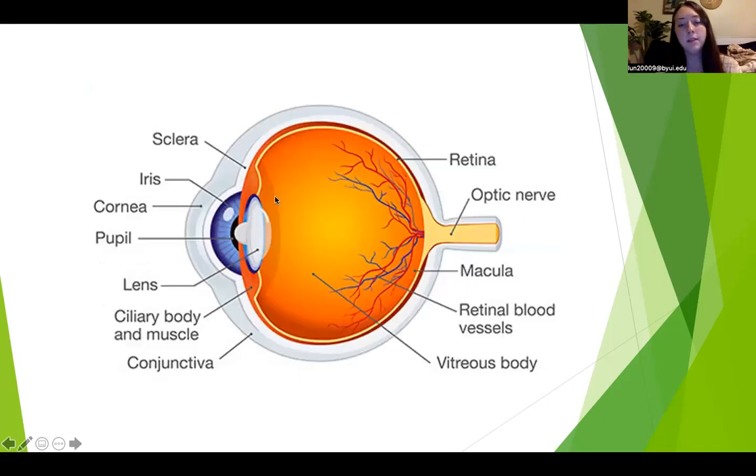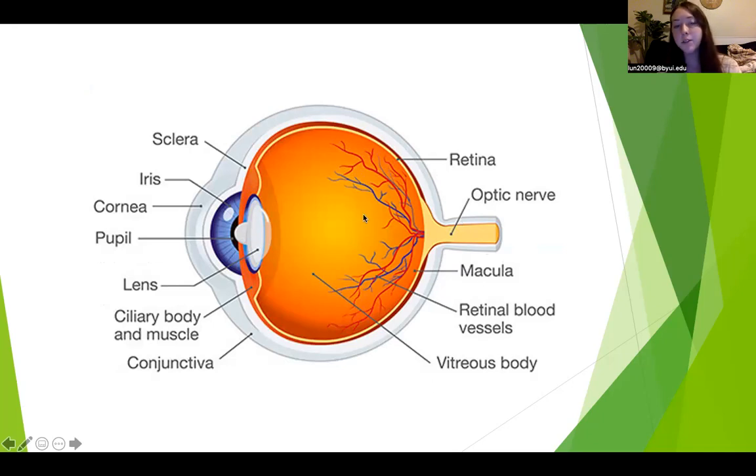Okay, this is a review of the eye. Make sure to understand the different parts of the eye. The retina is the best part of your vision, of your eye. Optic nerve, there's a blind spot right here, but this is where the signals are transmitted to the brain.